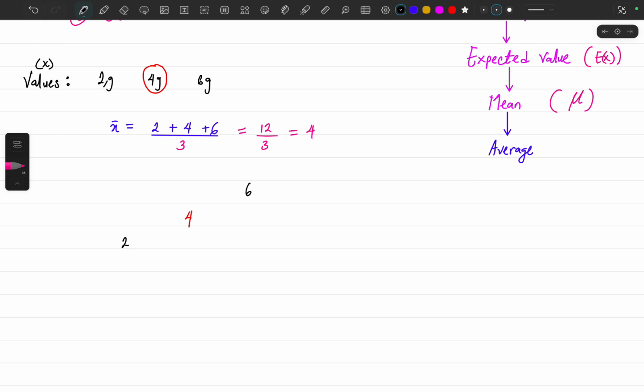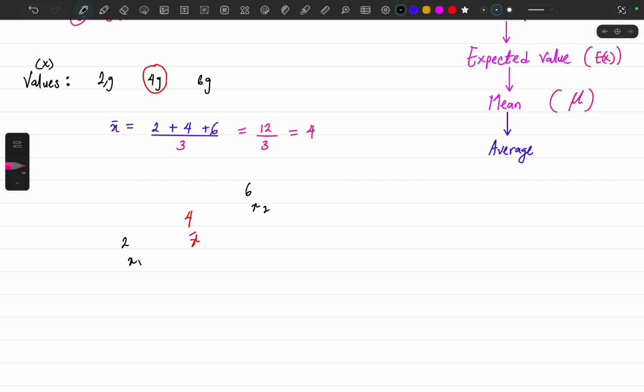To do this, don't forget that this is my main value. I'm going to call this my main value. And what do we get for this one? This value here is an x value, and this value here is also an x value. We can call this x1 and this one x2.